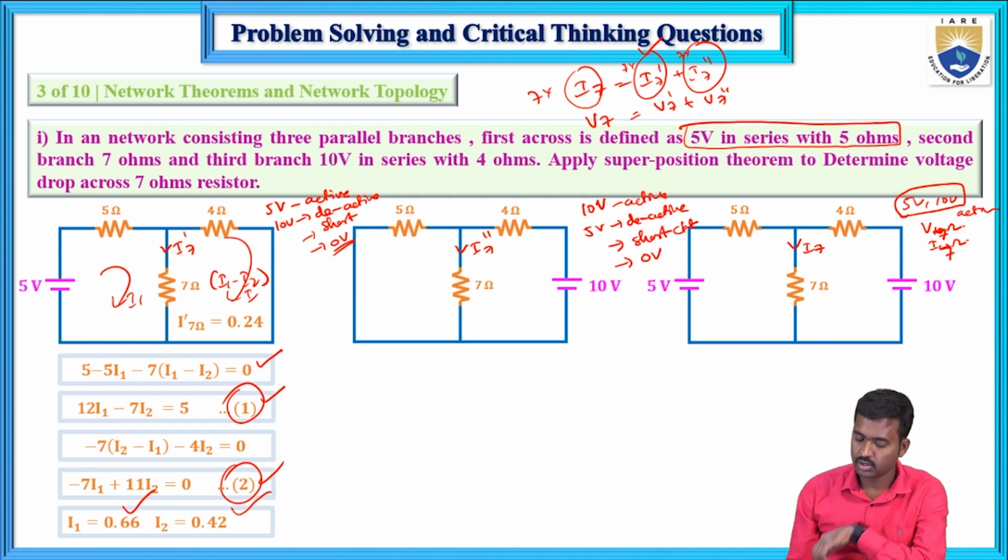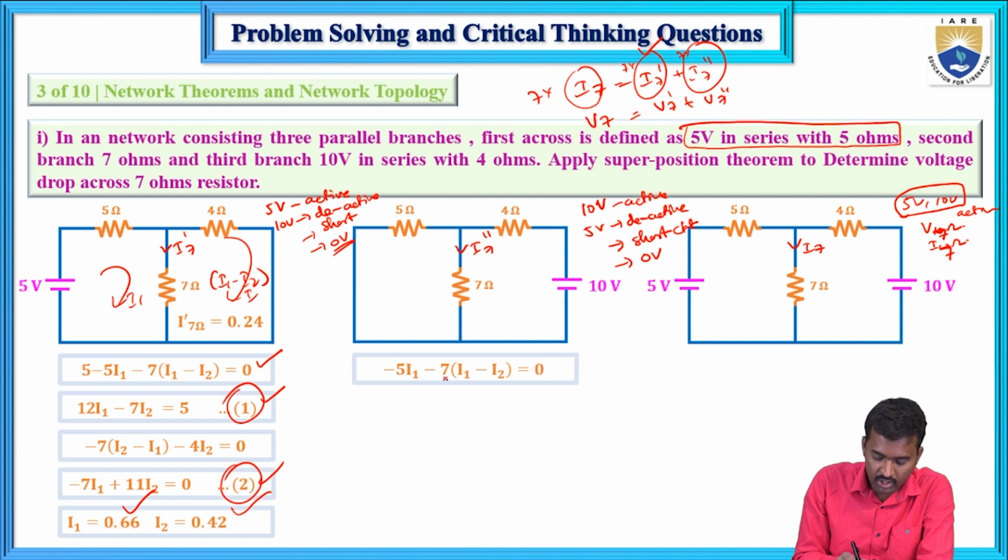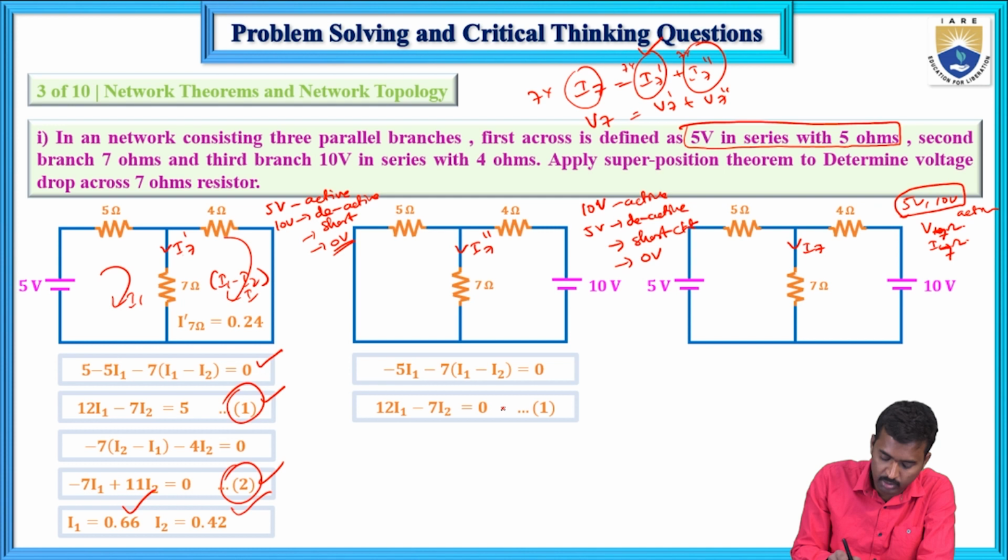Next, the second case is the same thing, but here the 5 volts is 0 and the 10 volts, which was deactive, will be active. So 10 volts is active. Now here minus 5, minus 7 into I1 minus I2. There is no 5 volts, because 5 volts is deactive. Same thing. Now here 12 I1 minus 7 I2, and this 5 will be 0. This should be 0.